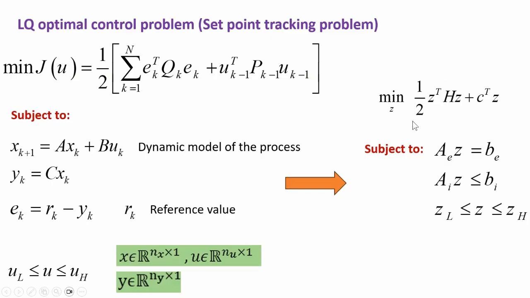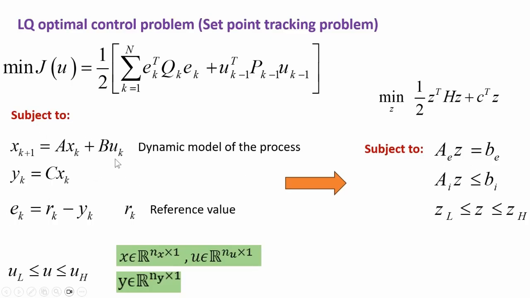In other words, in the previous video, we calculated the H matrix and C vector. Now, in this video, which is part 2, we will try to convert the constraints of the LQ optimal control problem to the constraints of the standard QP problem. We will first start with the equality constraints.